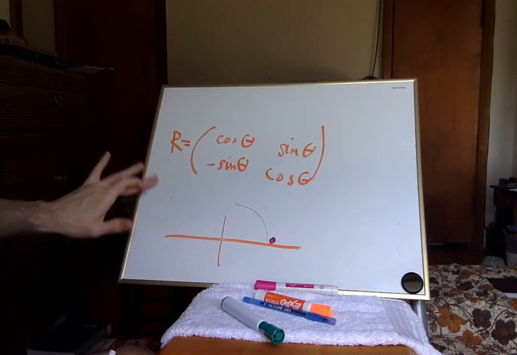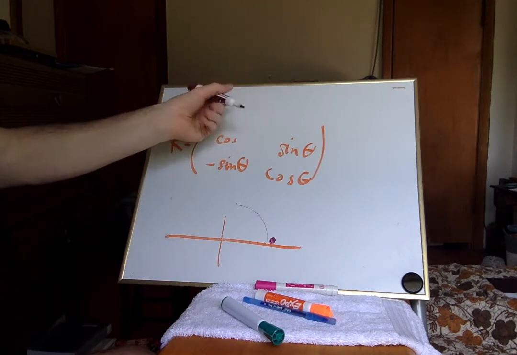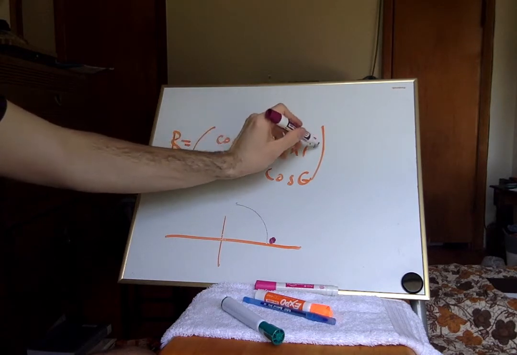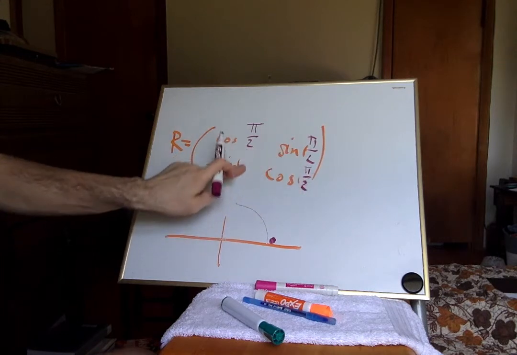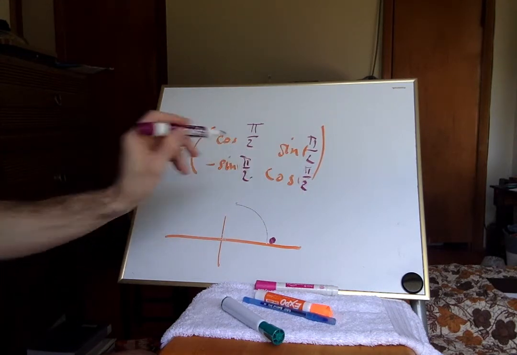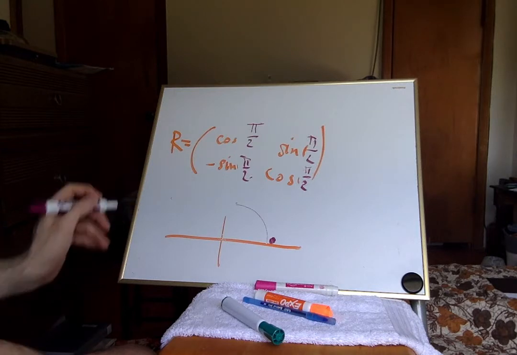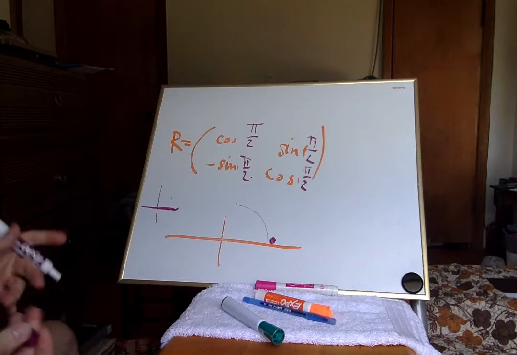So theta would be pi over 2 in each entry. Okay, great. Many of you don't know your unit circle, and that's okay.